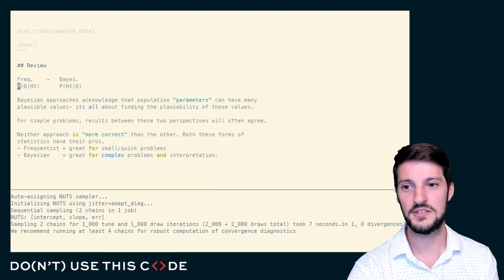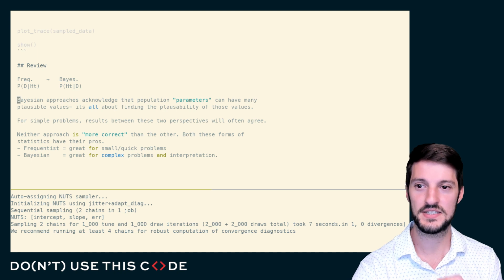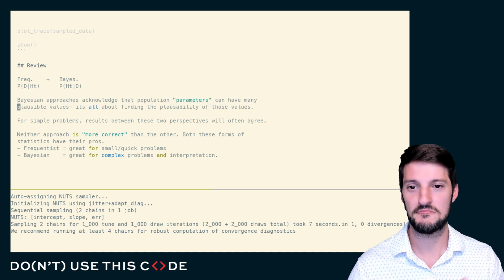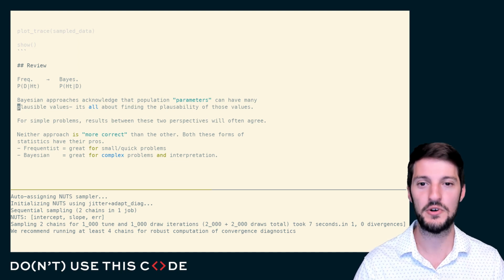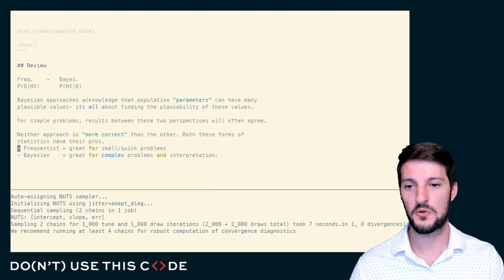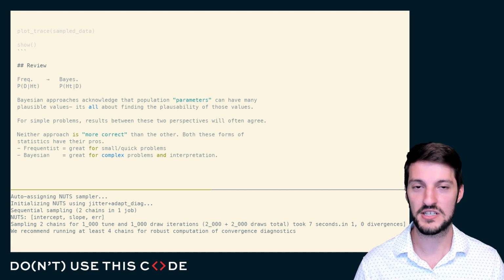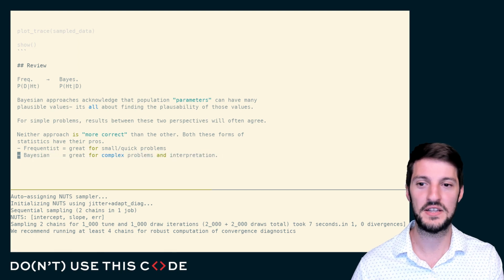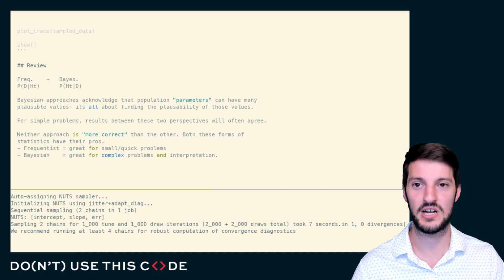So in review, Bayesian statistics is kind of the opposite, the flip side of frequentist statistics, and Bayesian acknowledges that population parameters can have many plausible values, and the whole point is finding the plausibility of those values. For most problems, you're going to have a lot of success with frequentism. For just small and quick problems, the computations are already solved and found, and so there are no really advanced modeling techniques that you'll need. And for Bayesian, you'll find that this is great for having simple interpretations for complex problems.